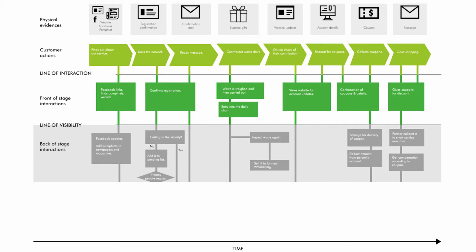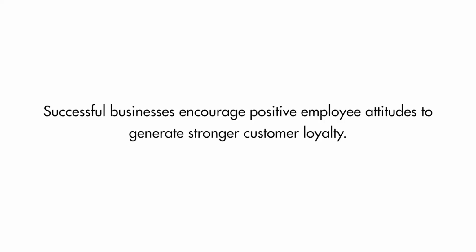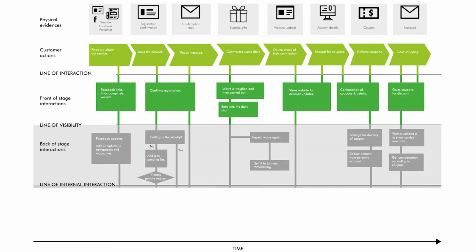Employees who fulfill operations in these two dimensions must have both skill set and training for being in contact with clients. According to James Heskett, Earl Sasser, and Joe Wheeler in Ownership Quotient, Putting the Service Profit Chain to Work for Unbeatable Competitive Advantage, published in 2008 by Harvard Business School Press, successful businesses encourage positive employee attitudes to generate stronger customer loyalty. The line of internal interaction divides the activities that require contact with customers from the ones that are carried out within the company.